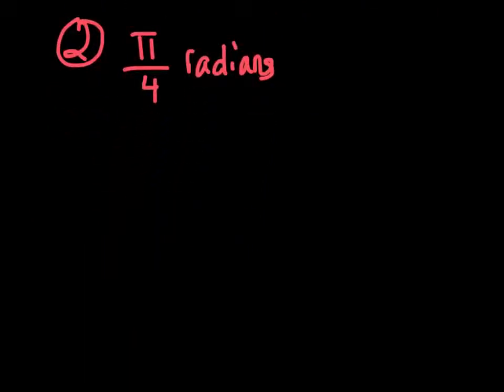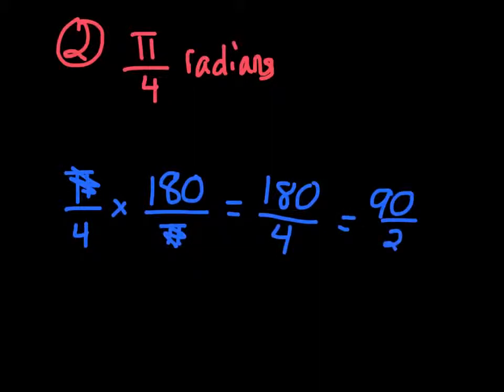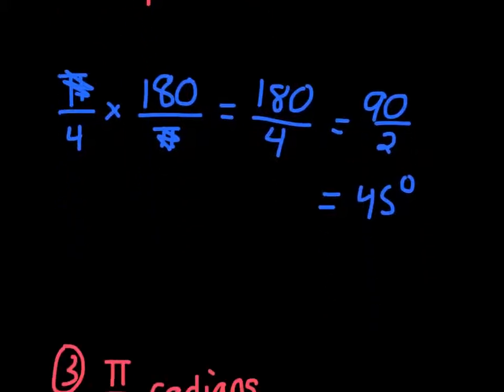Now we have pi over 4 radians, and we want to convert to degrees. The pi's cancel. That leaves us with 180 over 4. Simplifying, we get 90 over 2. And simplifying again, we get 45 degrees. So pi over 4 radians is 45 degrees.